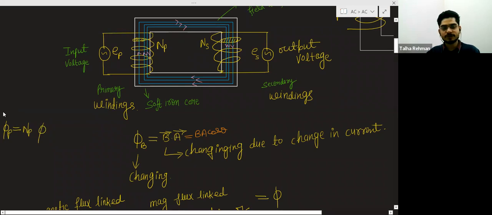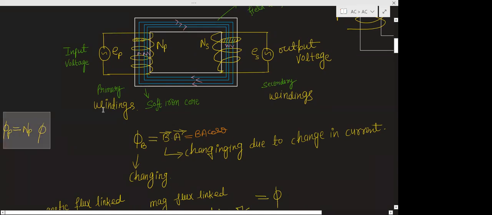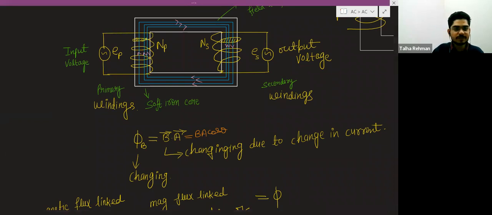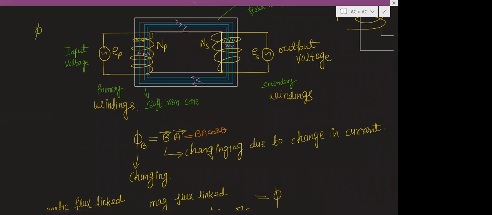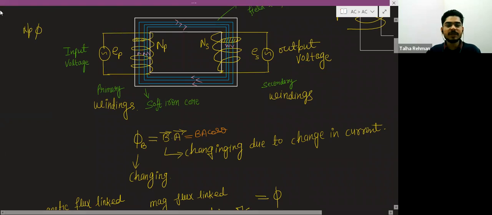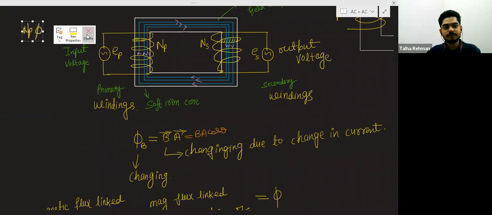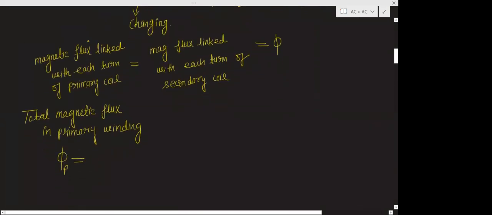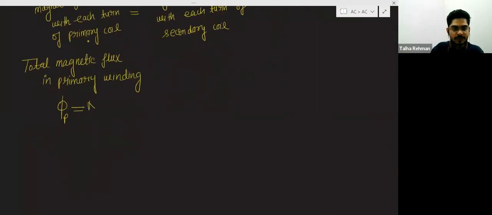See, this is one coil, and for this one coil, the flux is phi. How many such coils are there? NP such coils are there. So the total flux will be NP into phi. So for the secondary winding, you can write NS into phi.